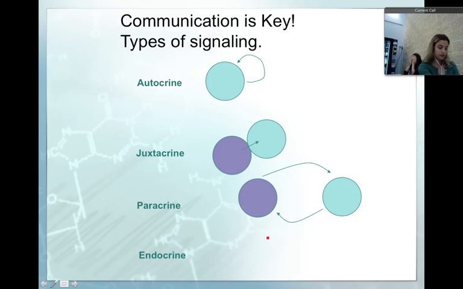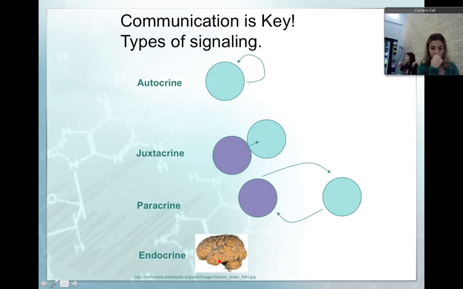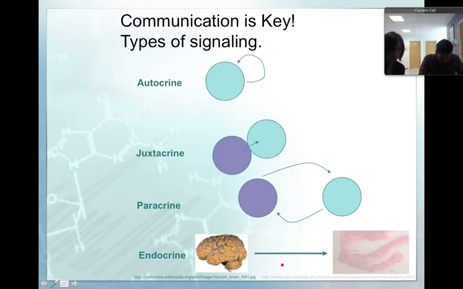And then there's endocrine signaling, which is produced in one organ or tissue, such as a hormone that would come from the brain, and actually goes through the body and gets a response somewhere else, like the gut.